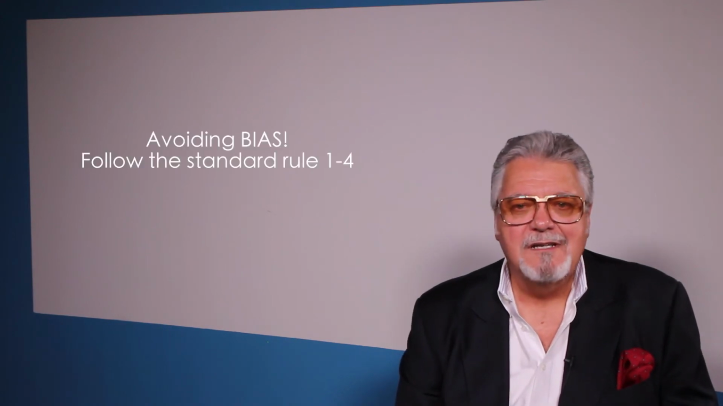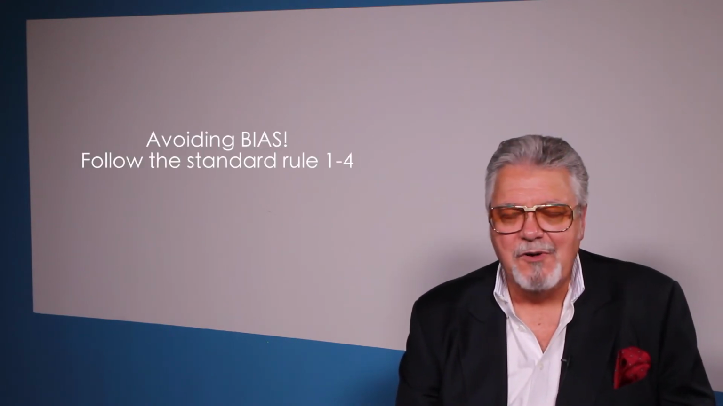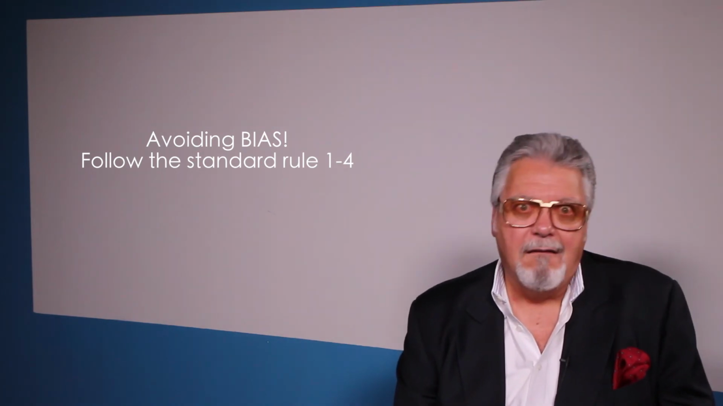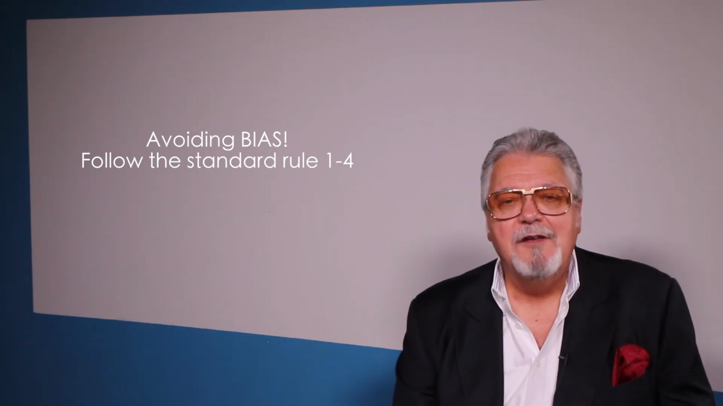Now, let's take a look at this. We want to avoid selection bias. We've been through this before. So we follow Standard Rule 1-4 and we collect all of the data necessary to form a credible value opinion.